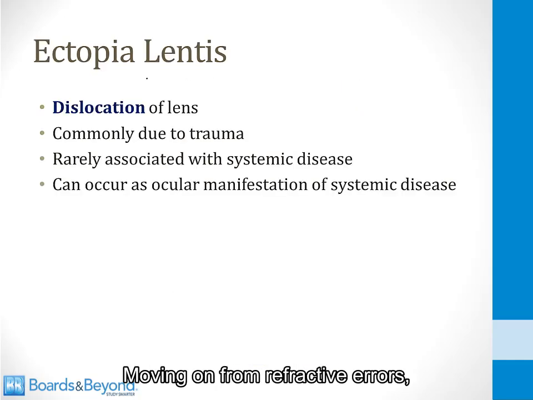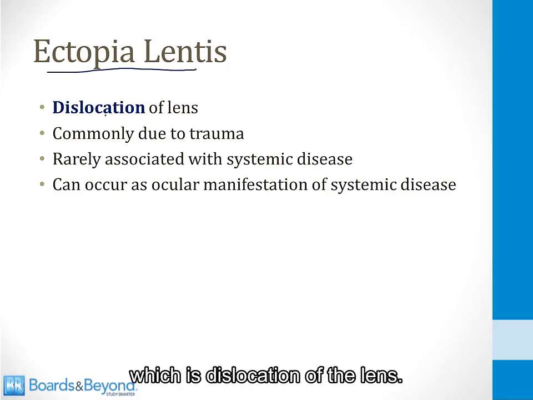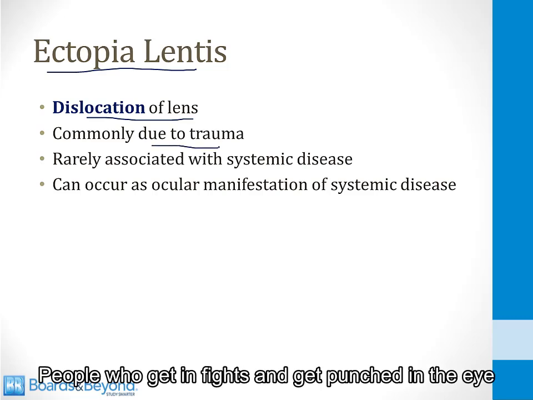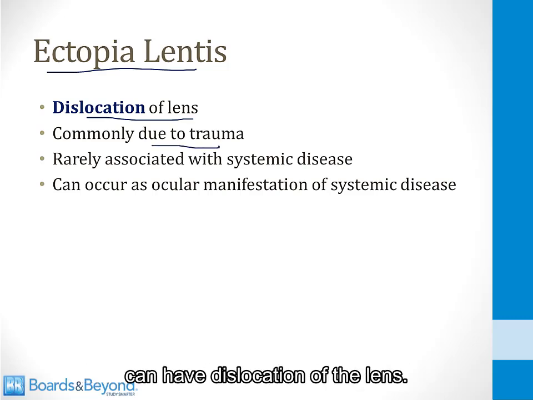Moving on from refractive errors, let's talk about ectopia lentis, which is dislocation of the lens. This most commonly occurs due to trauma. People who get in fights and get punched in the eye can have dislocation of the lens.